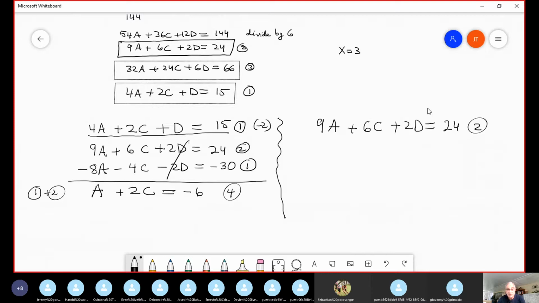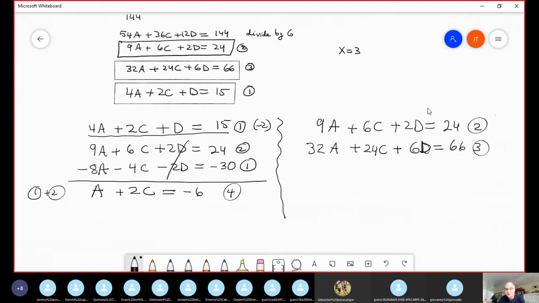The equation 3 gets 32A plus 24C plus 6D equal 66. This is equation number 3. I can see, this is D, sorry.